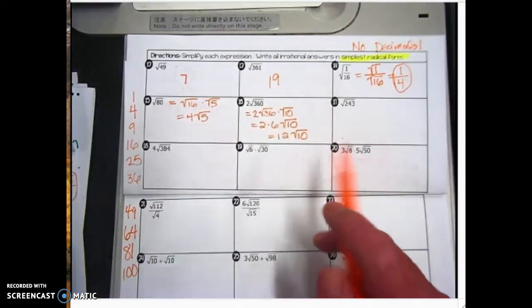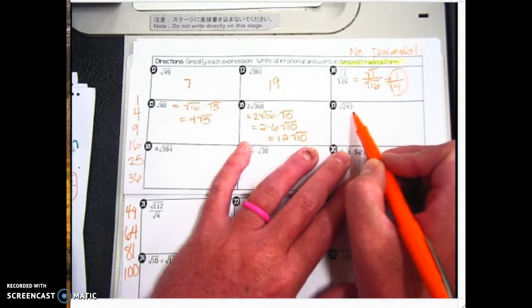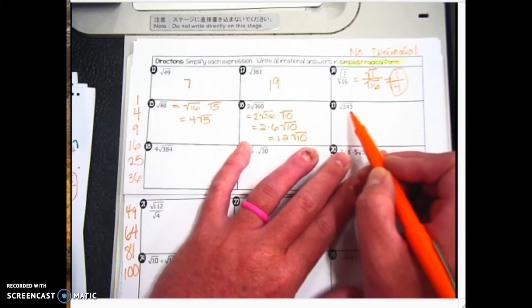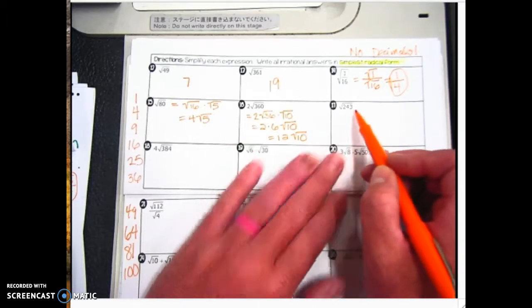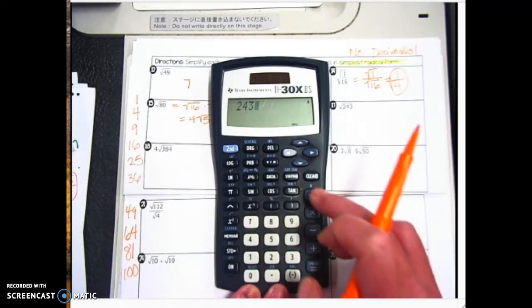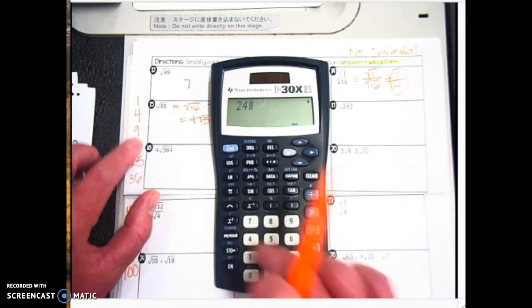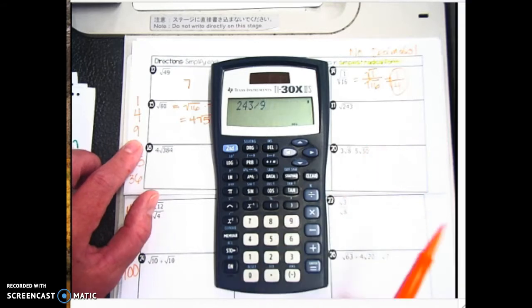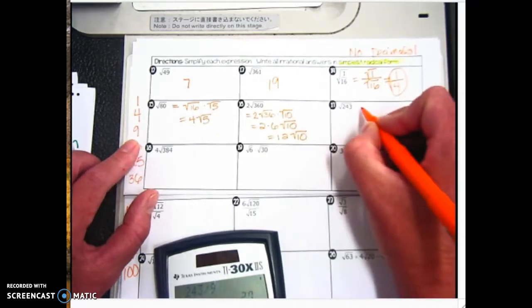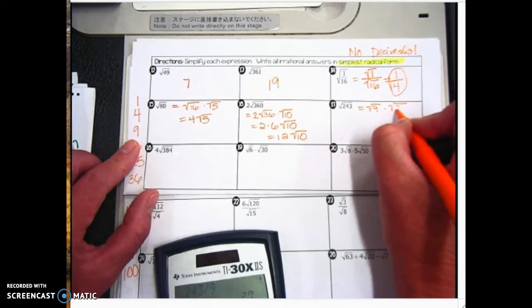All right? Jumping over to number 243. That one's a little bit trickier, right? We don't know what could be a perfect square factor of 243. So you could take your calculator and go, okay, 243 divided by 4. Doesn't go in there evenly. 243 divided by 9. Does go in there evenly. Okay, so we're going to rewrite this as the square root of 9 times the square root of 27.